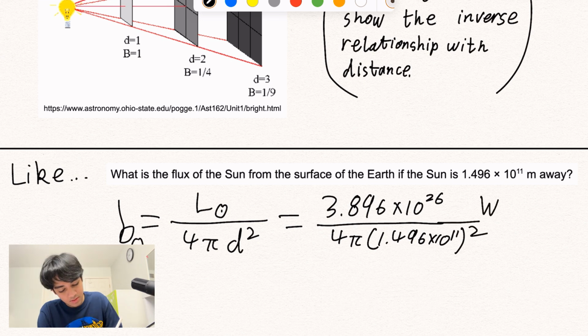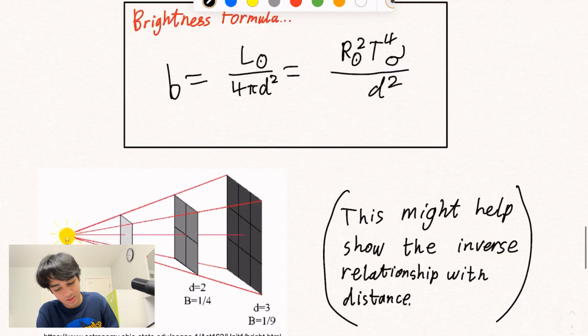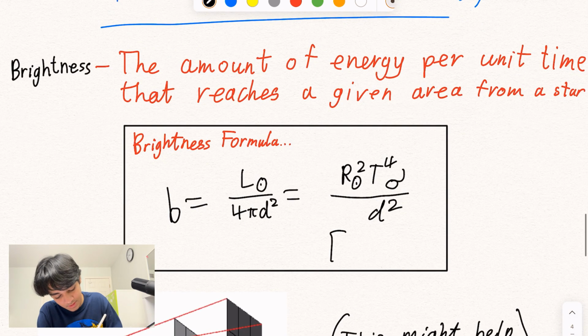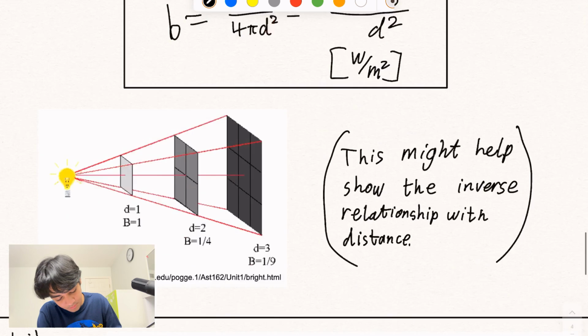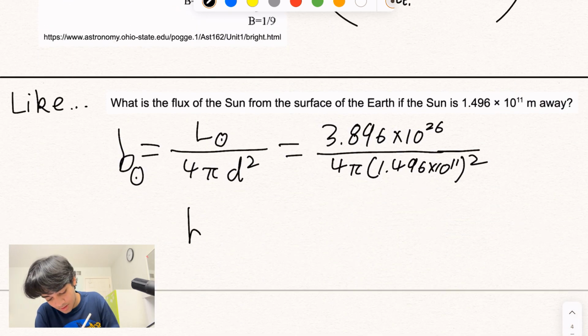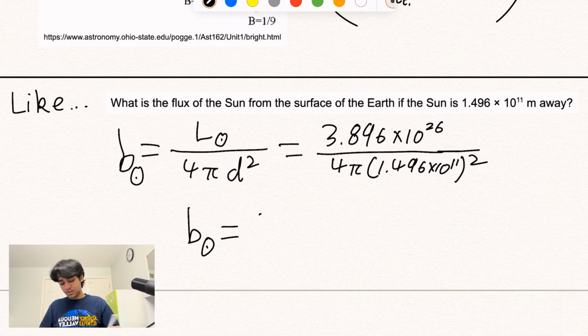From this, we have watts on the top, and we have meter squared on the bottom. So one thing I forgot to mention, our formula should always give units in watts per meter squared. But let's plug this into our calculator, and we should get 1,385 watts per meter squared. And that's our answer. This is the brightness of the sun that we receive from Earth.